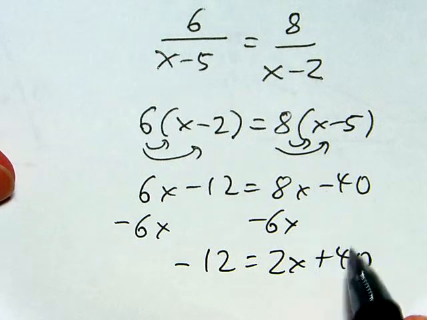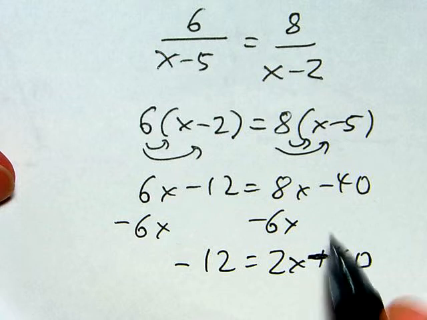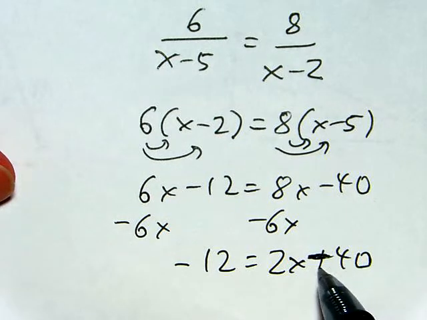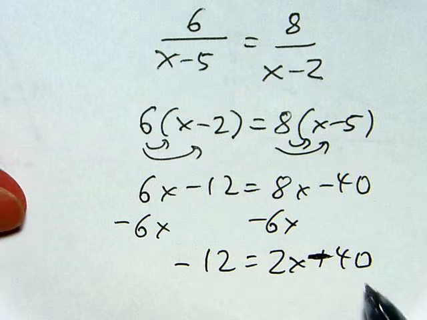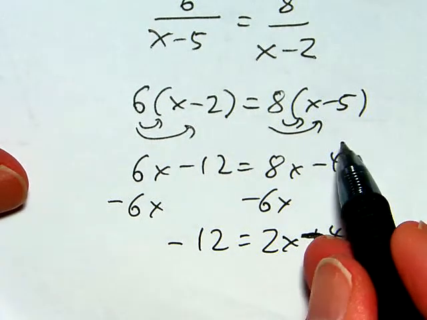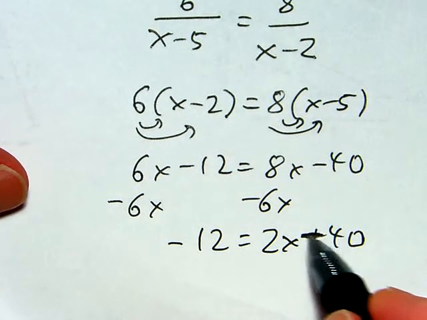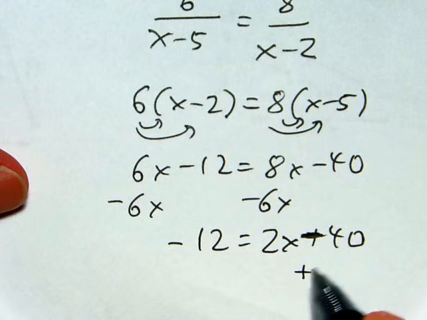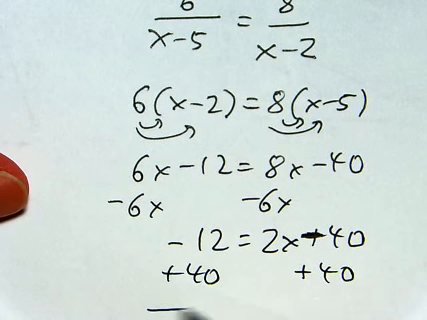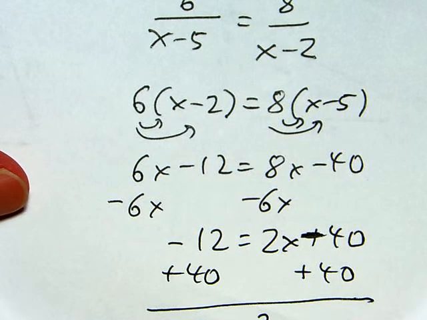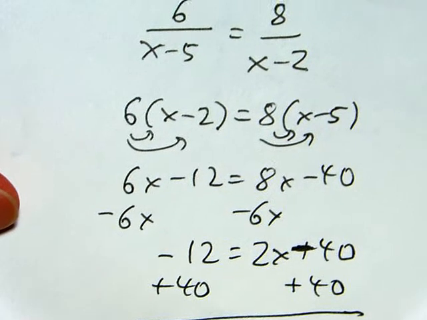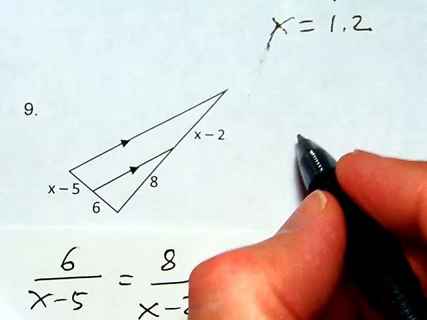You see, I almost made a silly mistake there. This is negative. Okay, I almost copied it down wrong. And you know, we all make mistakes, but we have to be double checking our work like I just did. I just double checked and found that I made a mistake. Now I've got to add 40 to both sides. And that gives me 2x equals 28. x equals 14. So the answer to this equation is x equals 14.